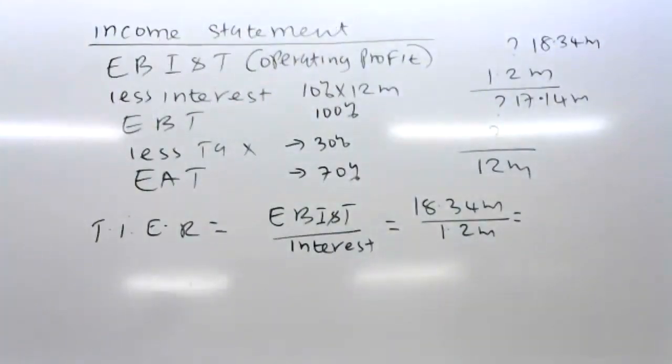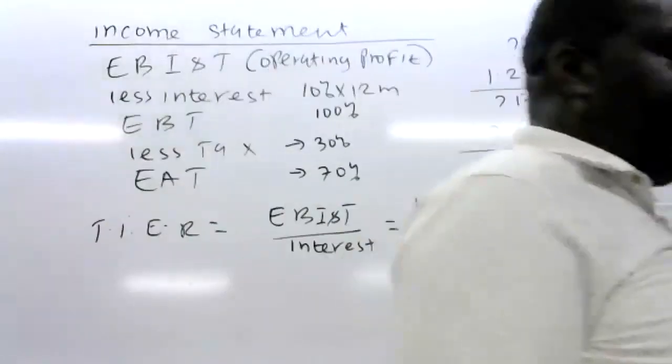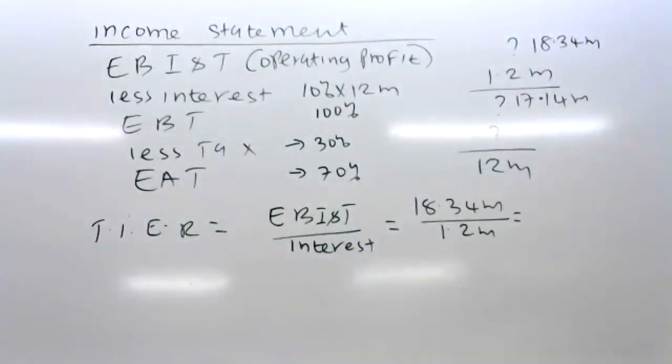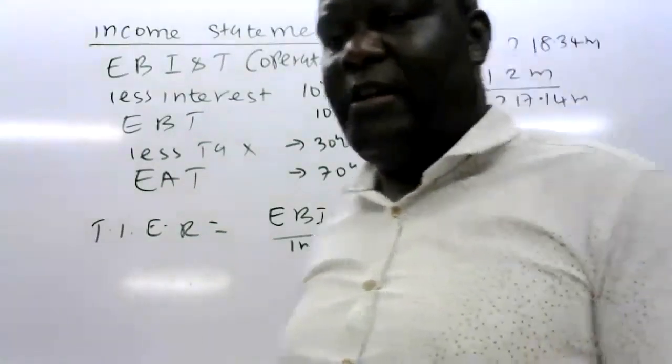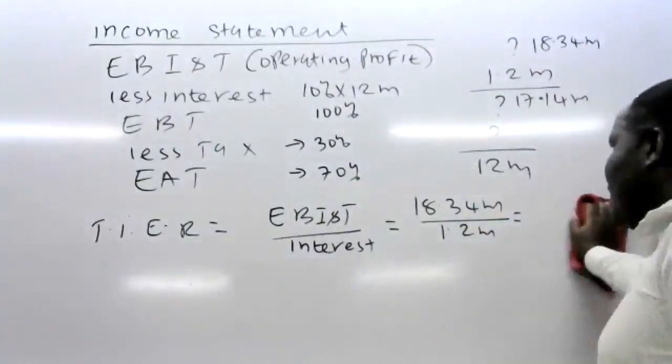Yeah, so that is now our Roman letter 1. Let us now check Roman letter 2. They were asking you to calculate the price earning ratio.